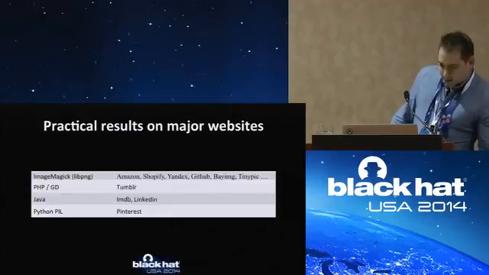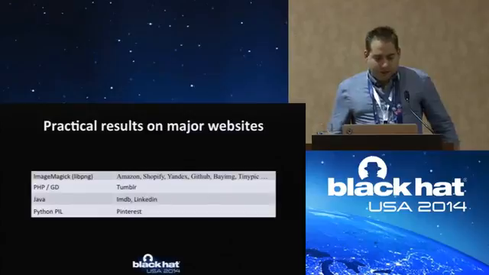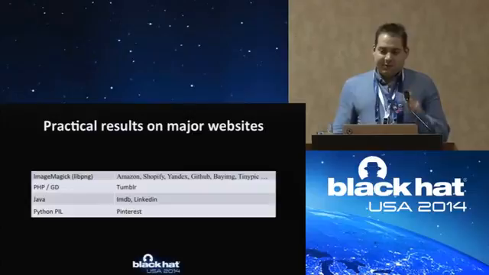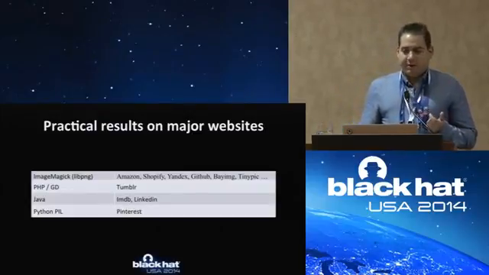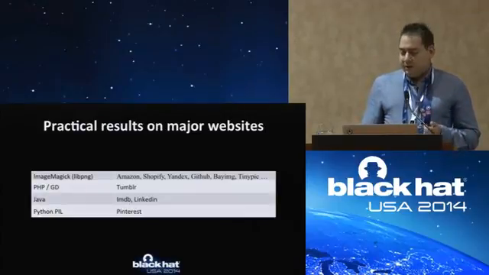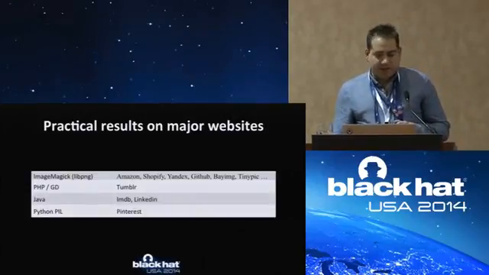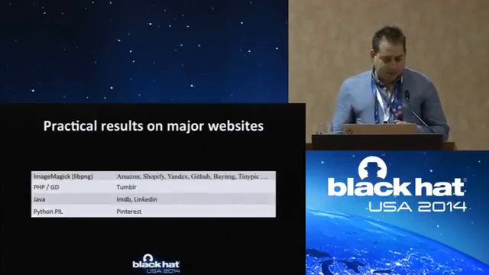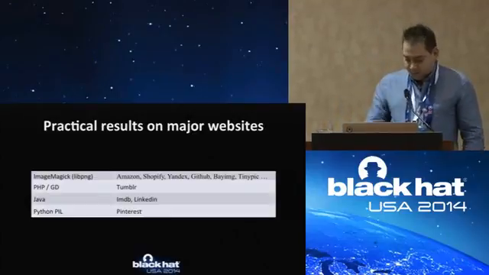Amazon, Shopify, Yandex, GitHub, ImageShack, and TinyPic all use ImageMagick, which is based on libpng. But you can tell the difference between libpng and ImageMagick principally because ImageMagick will also decode MNG and JNG, which libpng doesn't do. Tumblr uses PHP and the GD library. IMDb and LinkedIn use Java, and Pinterest uses the Python Imaging Library. So you can get some good results.